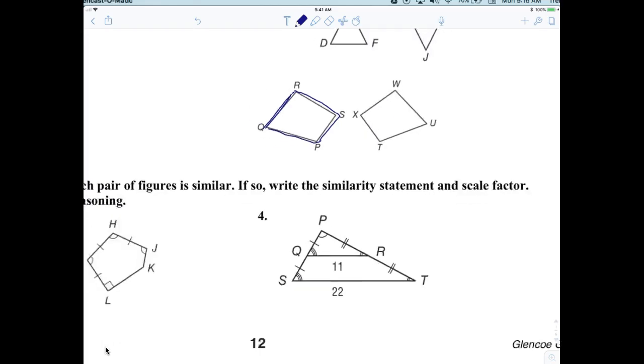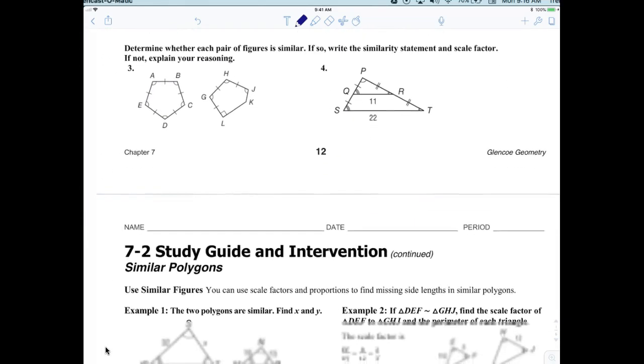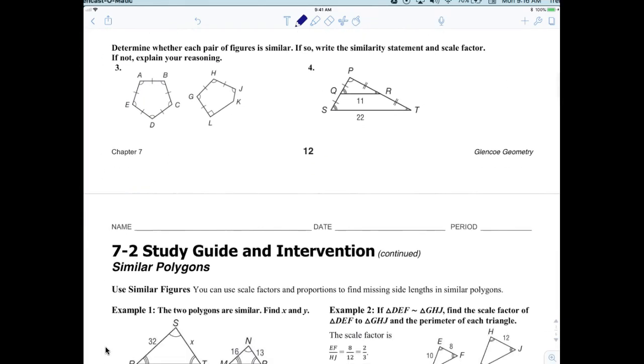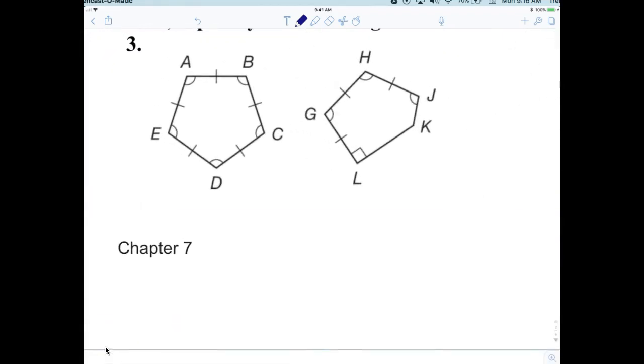All right? Now, let's look at question number 3. Determine whether each pair of figures are similar. So in order for them to be similar, all of the corresponding angles have to be congruent, correct? So over here, I'm looking at number 3. Yes, perfect. Exactly correct. Is everybody with me on that?